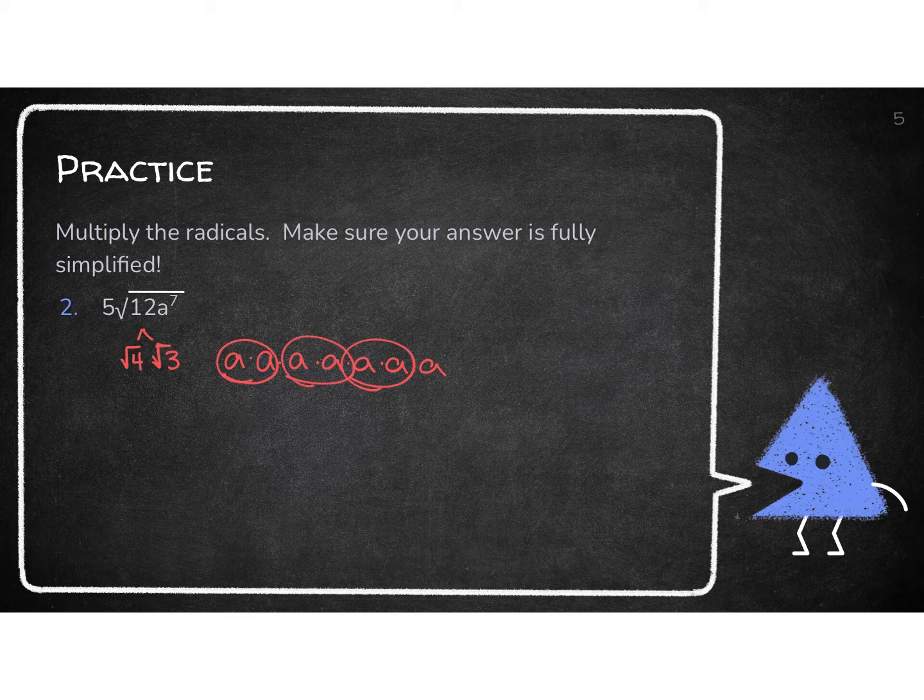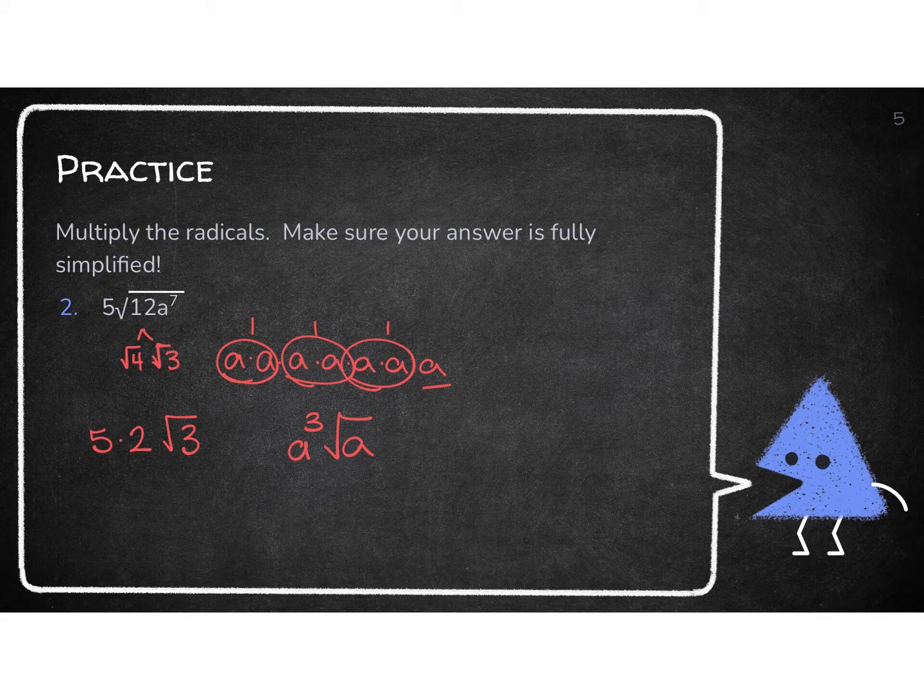So let's do this piece by piece. I still have this 5 out front. I'm going to bring that down. Square root of 4, I know that I can simplify that to 2, so I'm going to times that by 2. I still have the square root of 3. And now simplifying your variables, I have 1, 2, 3 groups of a. So I'm going to have a to the 3rd out front. And I still have 1 left, so that's going to go underneath.